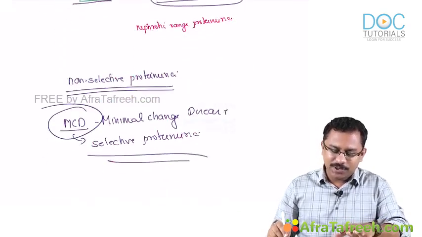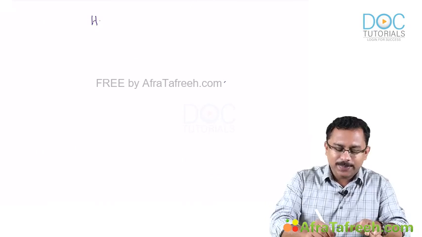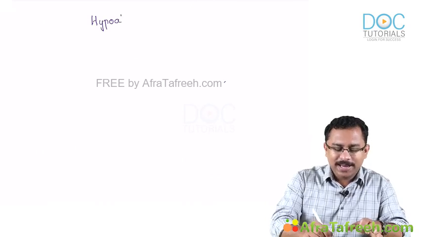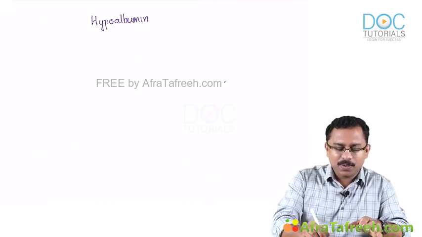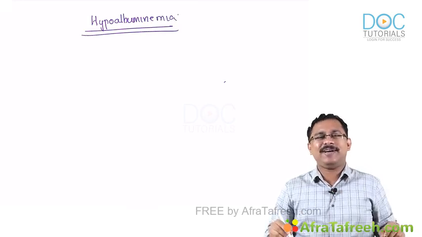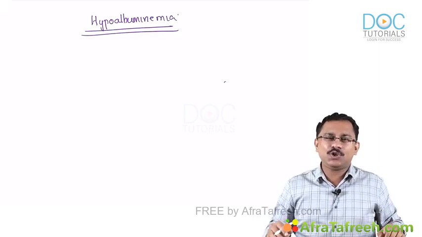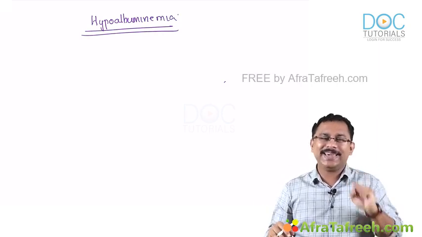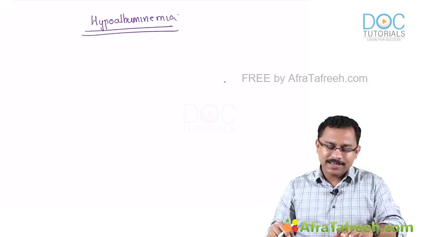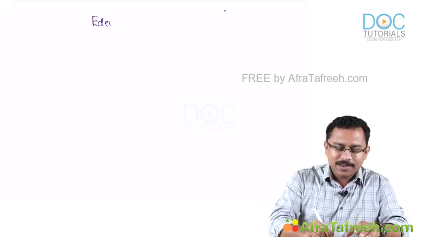So after proteinuria, second, because of the proteinuria, the patient will also have hypoalbuminemia. So there will be loss of albumin also, and because of that, the blood levels of albumin will come down. That is the second important feature. The third feature is that you may have edema.